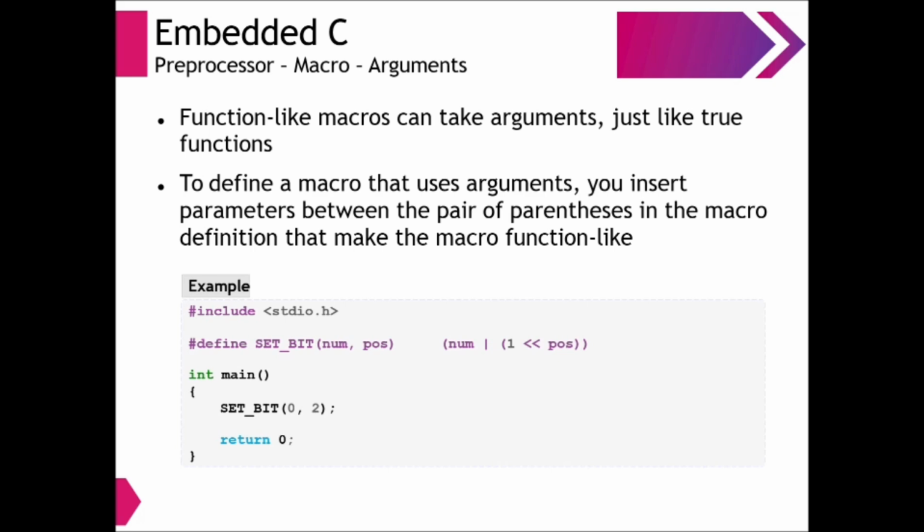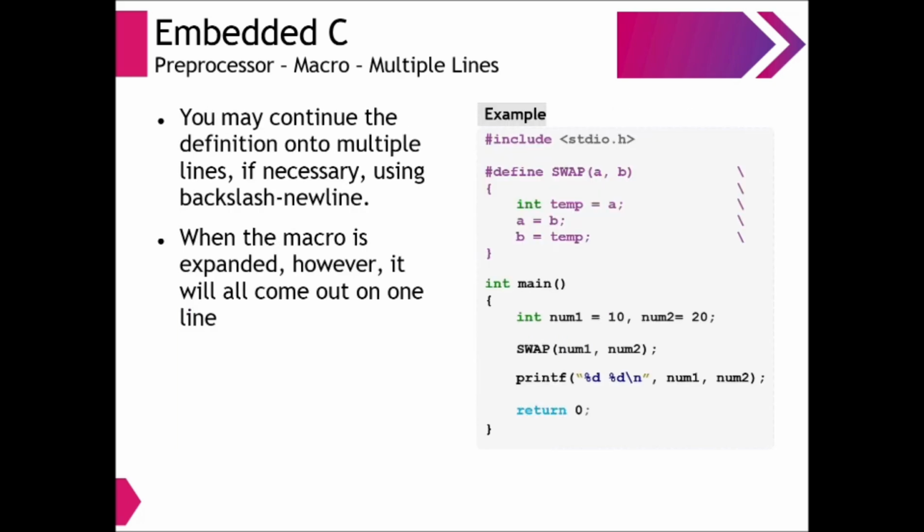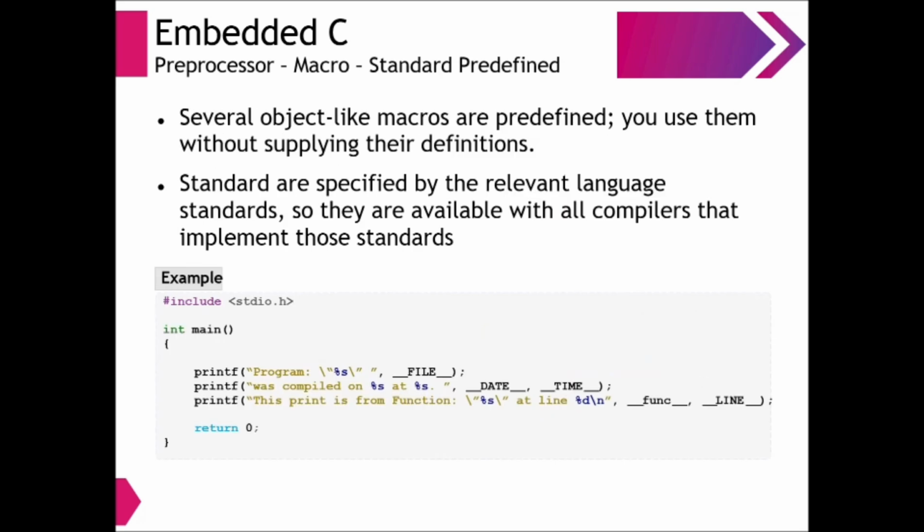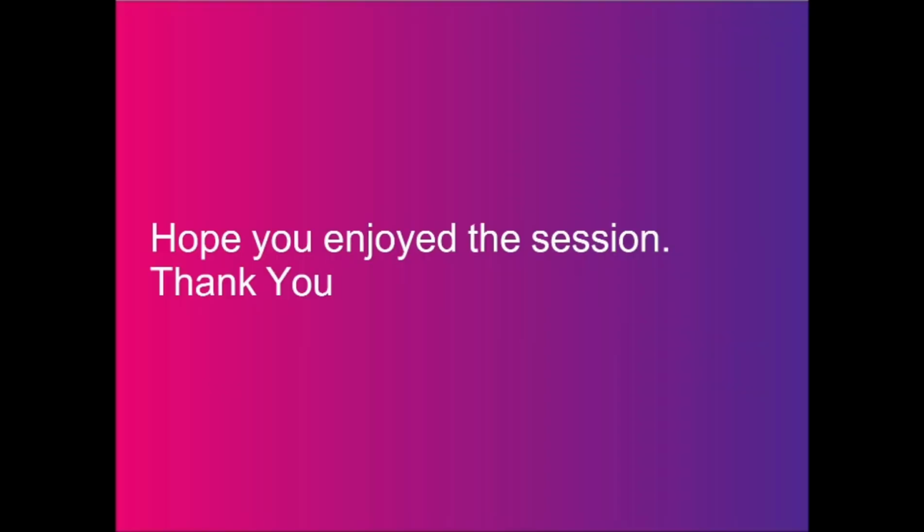Then we go to macro arguments, with examples of how it is declared, followed by a suitable example for multiple lines and standard predefined macros. I hope you understand. We revised what we declared and initialized in the live session, where we went through a little promo and a little revision of what you have learned in the embedded C programming classes.